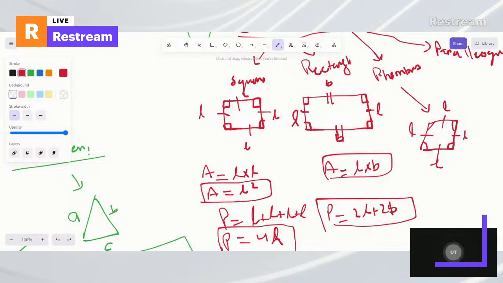The opposite angles in a rhombus are equal. So this angle is equal to this one, and this one is equal to this one. That's the property of a rhombus. This is what you need to understand.